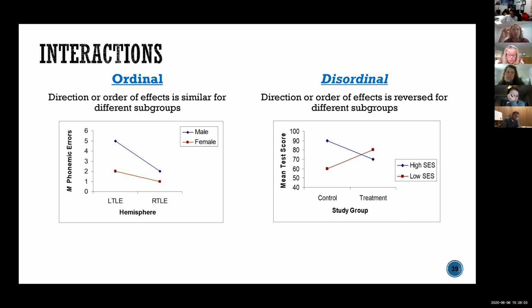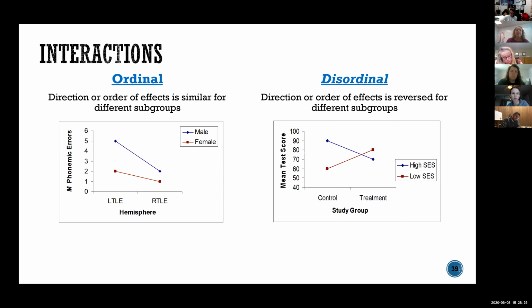So you can have an interaction where there's no crossing in the picture, but the gap has different sizes. That's called an ordinal interaction, and that is just as much an interaction as a disordinal one is. Now, if you have an ordinal interaction, you might have main effects and they might be important to interpret.